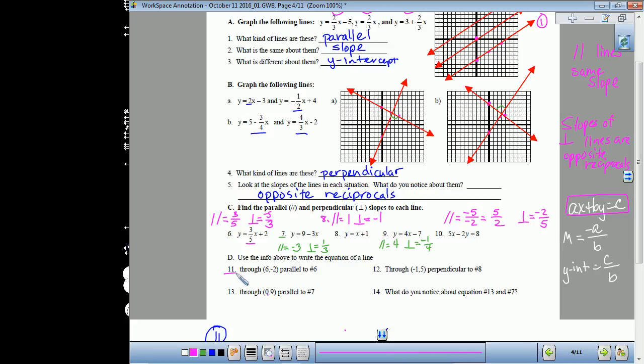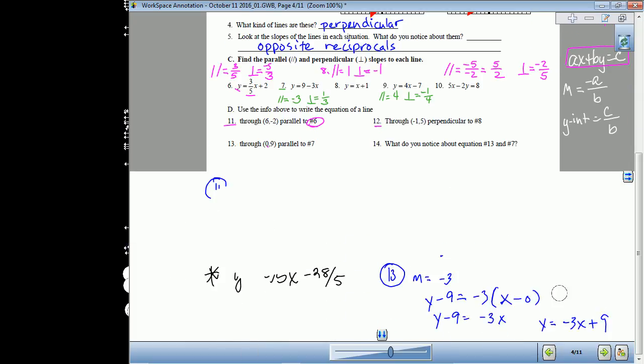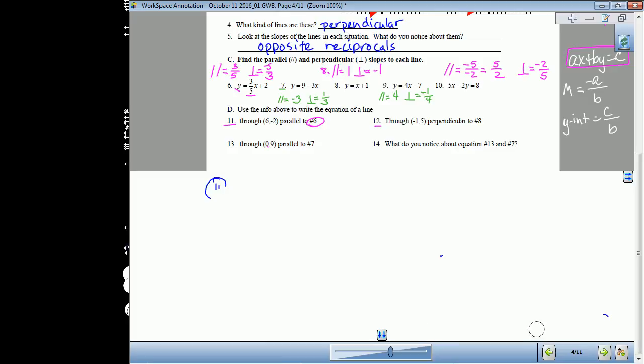Okay, so down here we're referring to these problems right here. When it says parallel to number 6, it's talking about parallel to that line. In this section it brings back something else that was on your summer work. When you're given a point and a slope, what do you use to find the equation of the line? Point slope. That is correct.